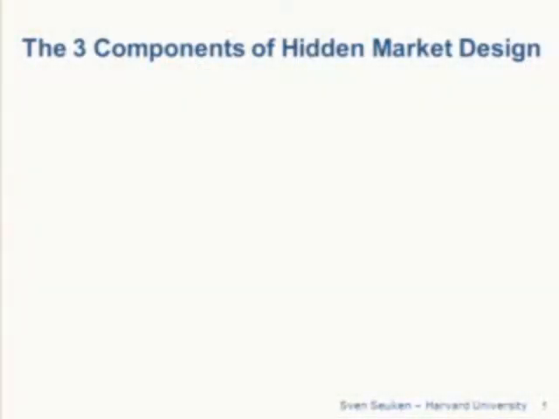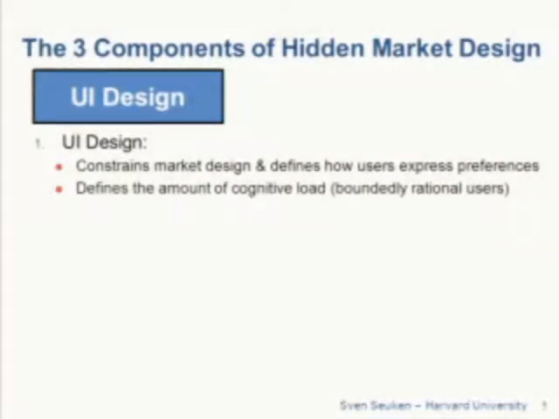So I argue that there are three important components of hidden market design. The first one is the user interface design. The user interface constrains the kinds of markets that we can effectively design, and it also defines how a user expresses his preferences in a particular application. At the same time, via the user interface design, we define the amount of cognitive load we are willing to put on the user, which is very important given that we're dealing with boundedly rational users that have a value for time and outside options.